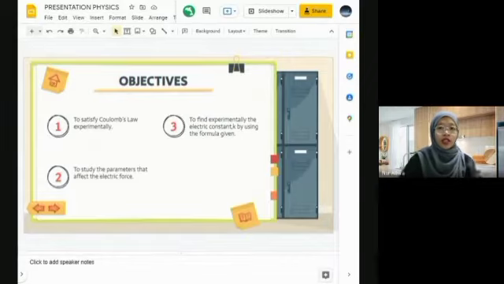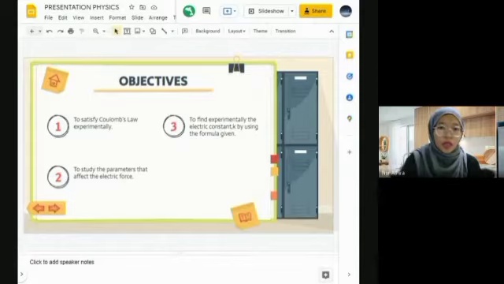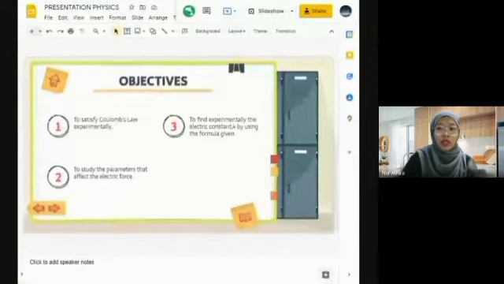The second objective is to study the parameters that affect the electric force. An example of a parameter that affects the electric force is magnitude. The last objective is to find experimentally the electric constant K by using the formula given. The formula to find the electric constant is Fe equals K multiplied by Q1 Q2 over R squared.